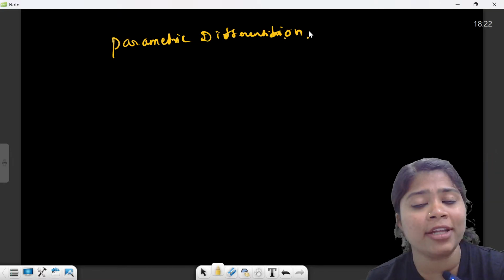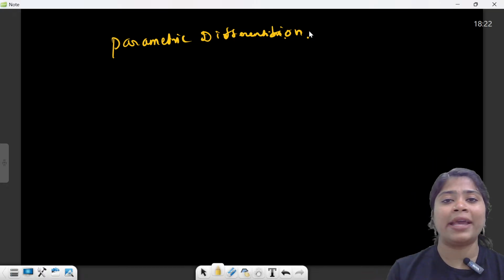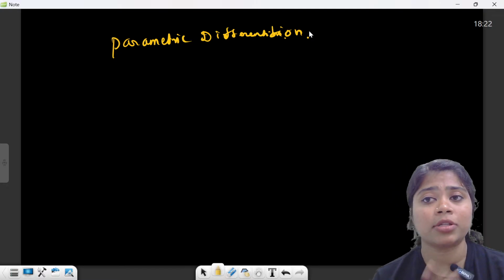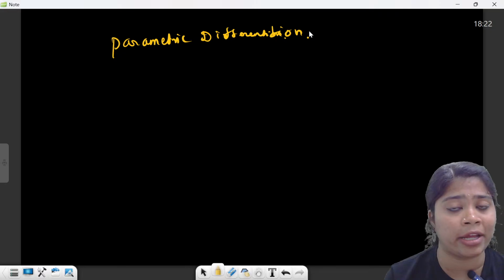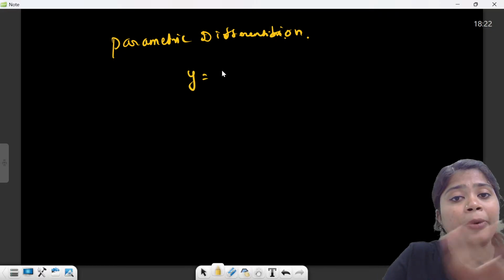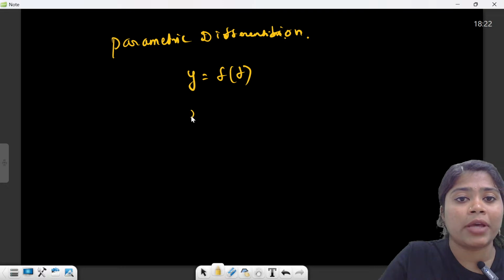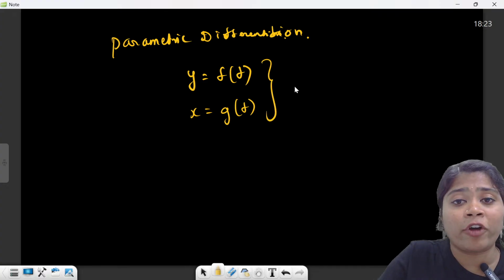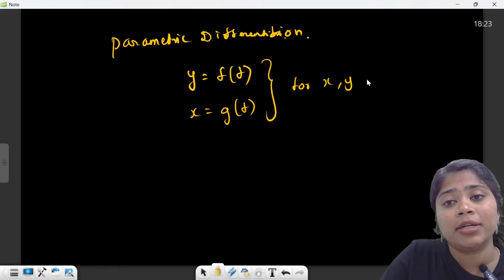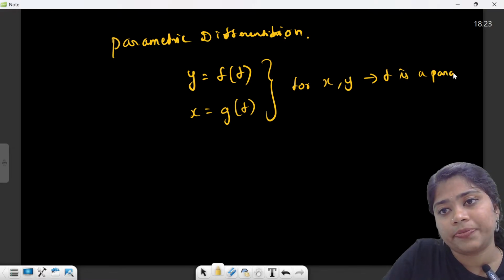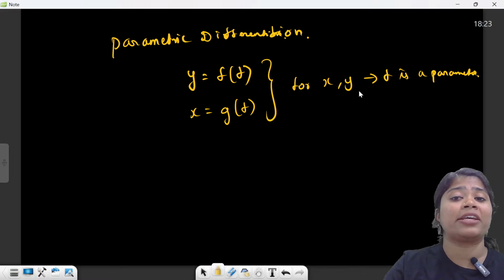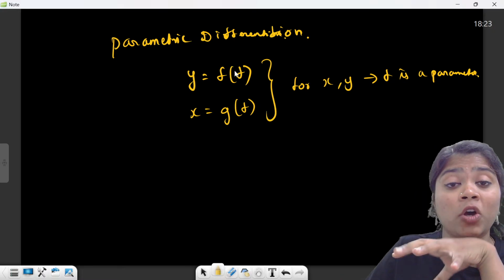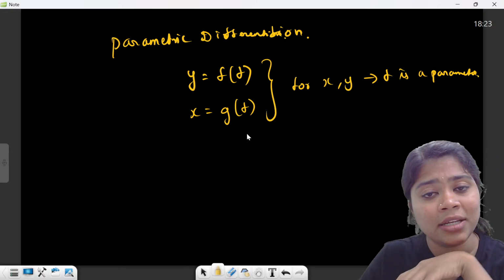They asked you to find dy by dx. So when x and y variables each have their own representation in a parameter, the parameter can be theta or t, anything it can be. So the y variable depends upon another variable t. The x variable also depends upon another variable t. So for x and y, t is a parameter. Depending upon t, x and y values change. So y depends on t, and x depends on t.